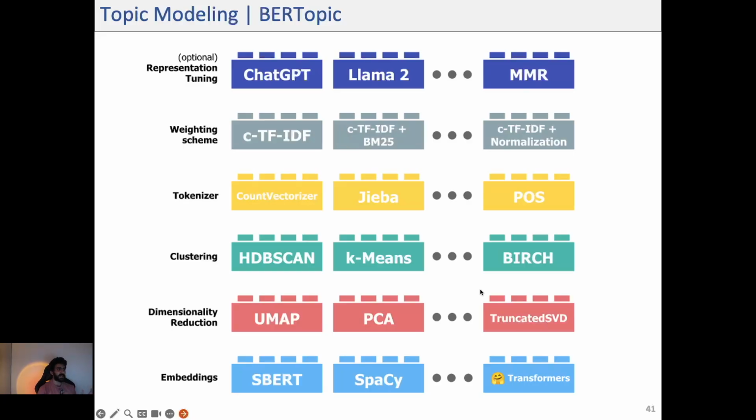So as you see, BERTopic isn't one fixed method. We said it's a highly customizable framework where each step can be adapted to fit your language task or even the data constraints. So this makes it extremely flexible and suitable for real-world production use cases.